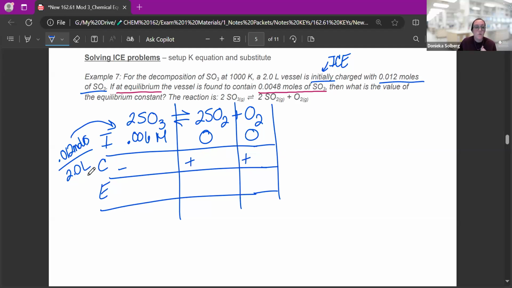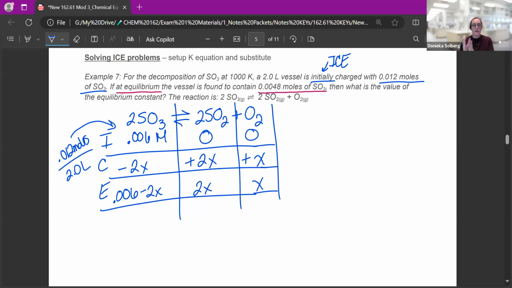Now remember, the change row is stoichiometric, so we have to take into account our coefficient. So this is going to be minus 2x, it's going to be plus 2x, and this is going to be plus x. That's going to take care of the stoichiometry. And then I add down. So this is 0.006 minus 2x. This is 2x, and this is x.